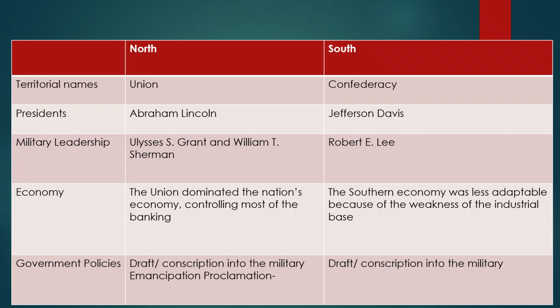You have the Confederacy, which is going to be under President Jefferson Davis. You'll have Robert E. Lee. They're going to be more agricultural based, so they're not going to have the same strengths as what the North does. They're not going to have the same infrastructure. Like we said, the South hopes that more join. They're going to have also a draft to get soldiers.